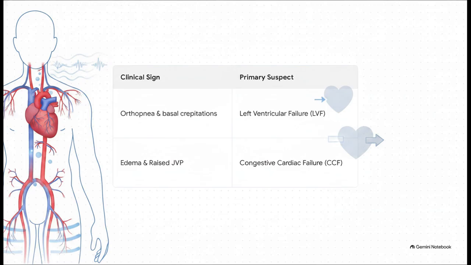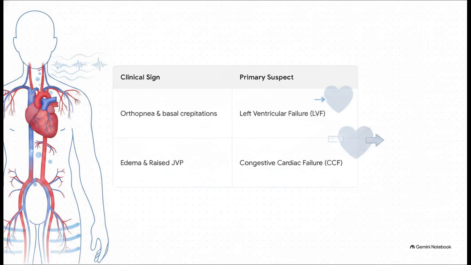So we are now entering the narrowest part of our funnel to finally separate the respiratory from the cardiac causes. Let's apply this algorithmic approach really carefully. If your patient has orthopnea combined with bilateral basal crepitations, that distinct crackling sound right at the base of the lungs, your primary suspect is absolutely left ventricular failure. The left side of the heart is just failing to pump fluid out.